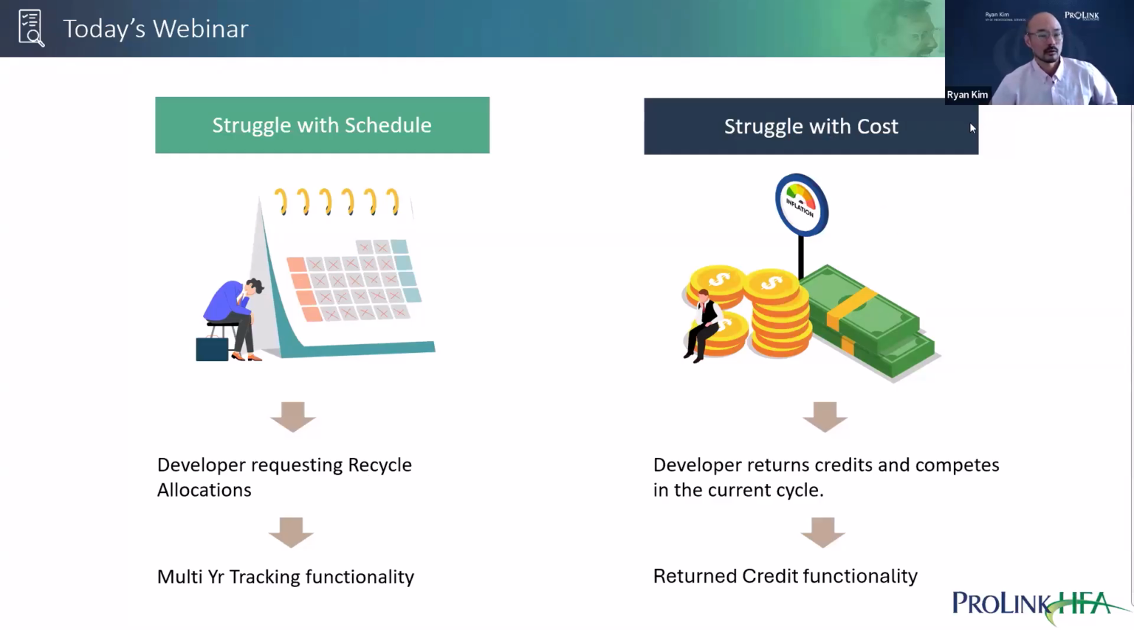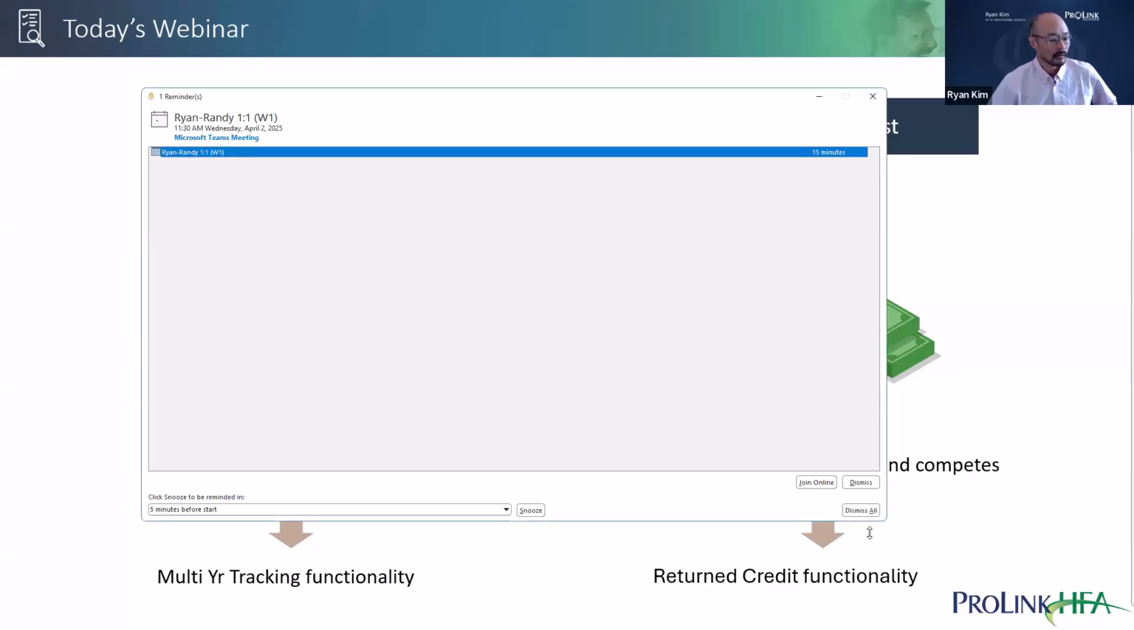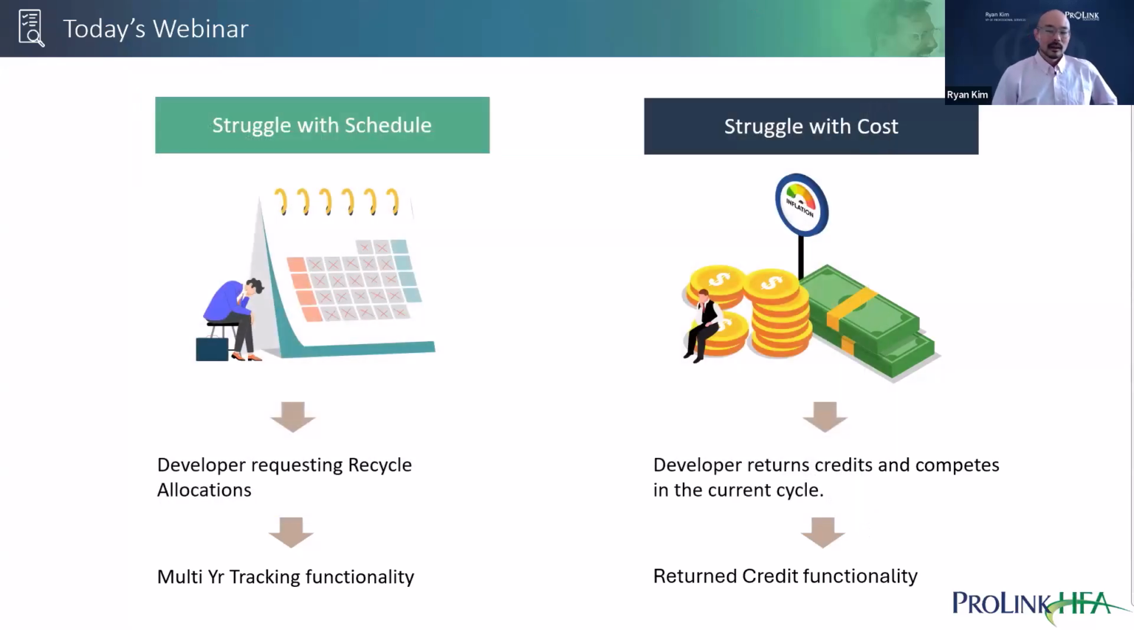The second scenario is struggle with the cost. Depending on your QAP, some minor cost overage can be acceptable to you with some legitimate reason, and you might approve additional credits for that development, right? However, when the cost increase is over a certain threshold, at that point, the agency would require allocated credits to be returned, and the developer has to compete again in the current cycle.